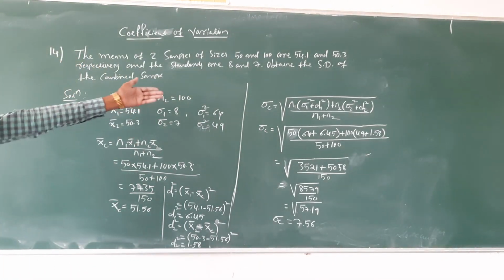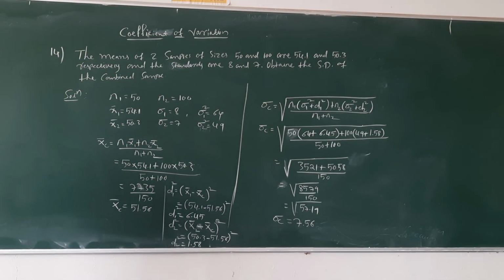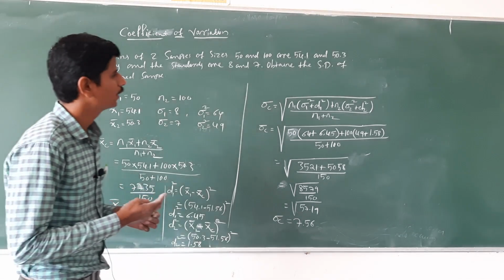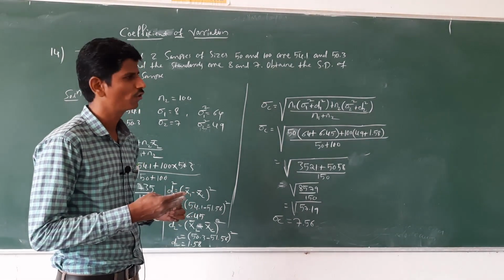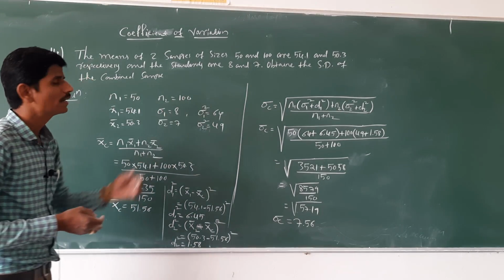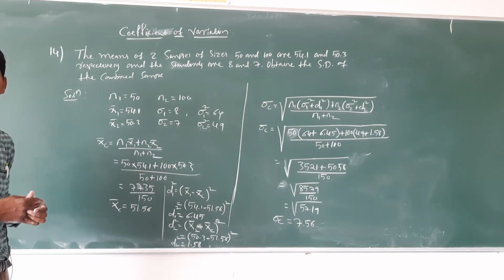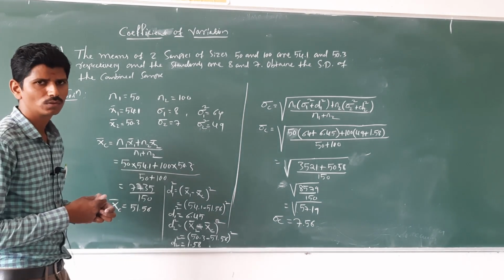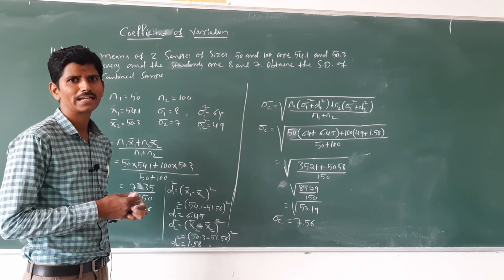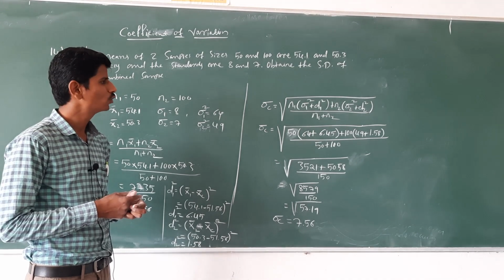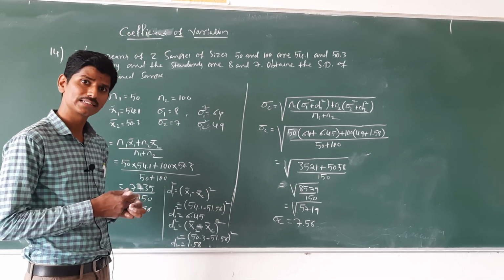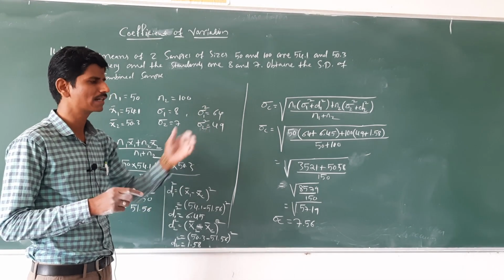You have to apply the formula: sigma is equal to the square root of [n1 into (sigma1 square plus d1 square) plus n2 into (sigma2 square plus d2 square)] divided by n1 plus n2. You want d1 square and d2 square values. Here d is nothing but deviation, that is d1 square equals (x1 bar minus x bar c) whole square, and d2 square is (x2 bar minus x bar c) whole square.